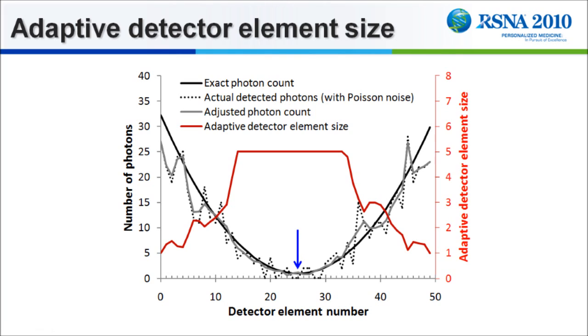We thus adaptively expand the detector elements, as shown by the red line, and this gives us an adjusted photon count, shown in the gray line, which is much closer to the exact expected photon count, shown in the black line.